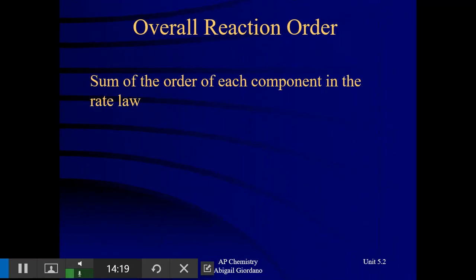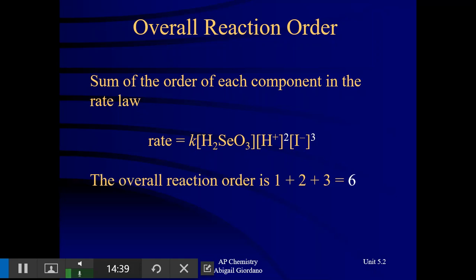If you are ever asked not just what order is each individual reactant, like ammonium was a first order reactant, but what if you are asked what is the overall reaction order? That's real easy, guys. Let's say this is your rate law. All you have to do is add up the exponents. So that first reactant has an exponent of 1, H2 has an exponent of 2, and so on. Add them together, we would say this reaction is an overall 6th order reaction.